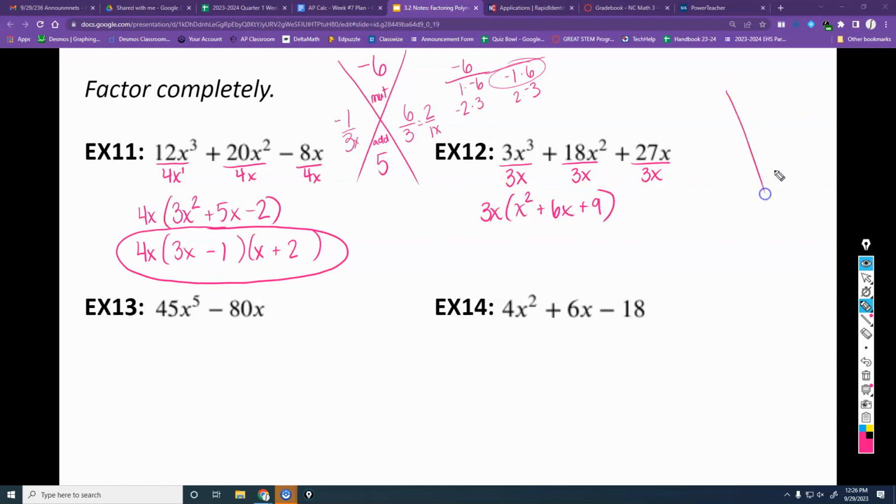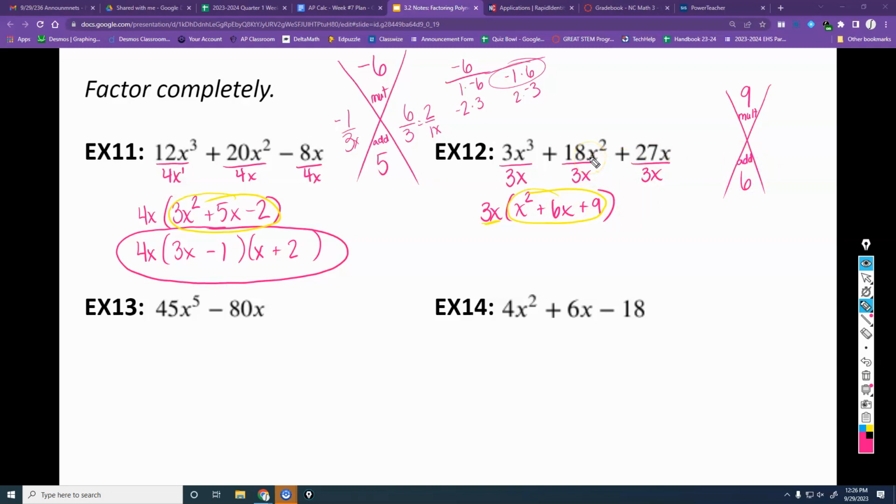So if I do X method on this one, first of all, I'm only looking at just this part right here to factor when I'm doing X method. Whatever's your greatest common factor just kind of sits out front. You don't mess with it. So to get the number up here, I multiply this first number by the last number. So that's just going to give me a 9. And that's what I'm trying to multiply to get. And then the middle number goes right here. That's what I'm trying to add to get.